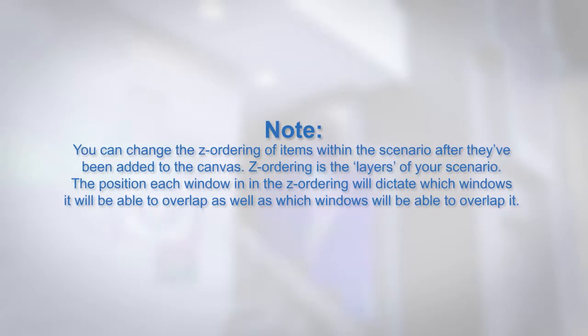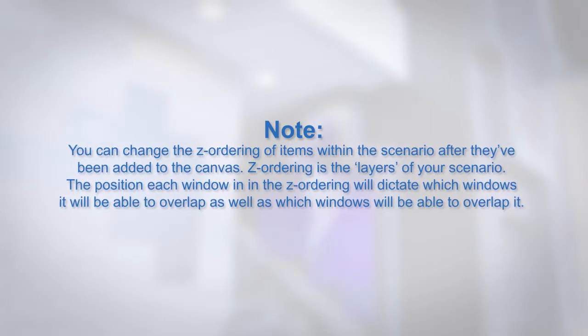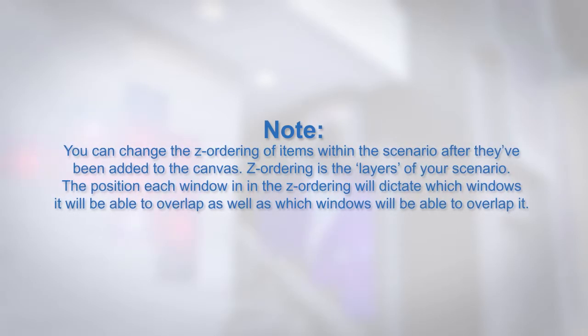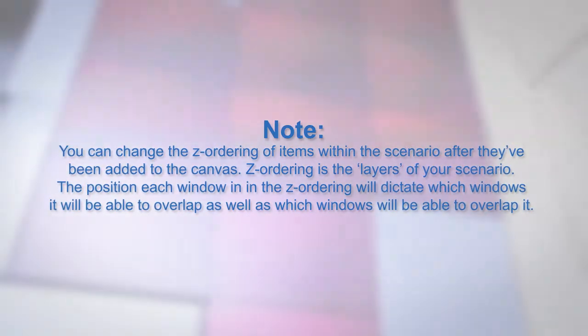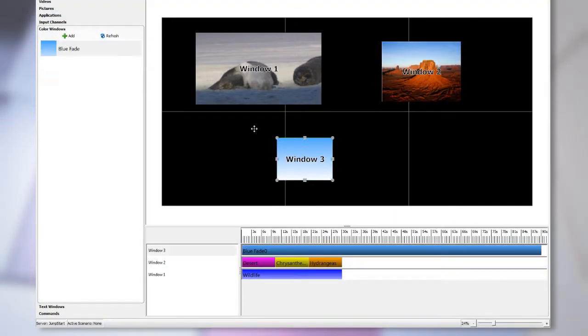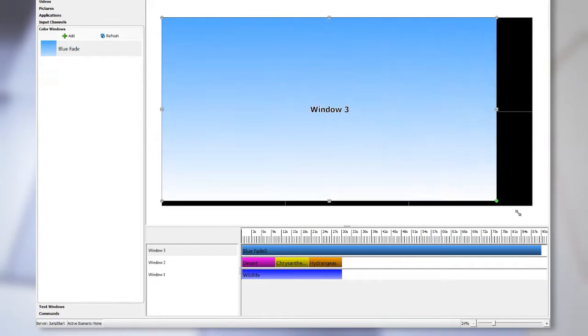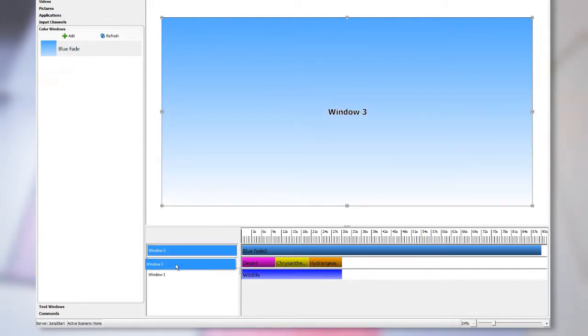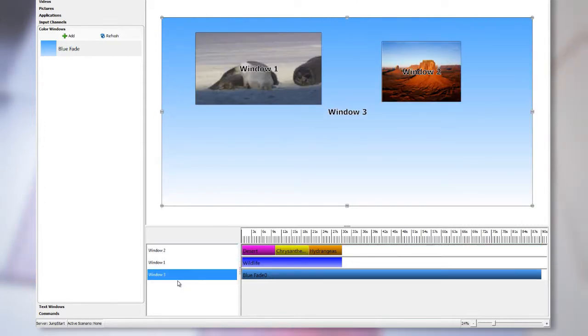Note that you can change the Z ordering of items within the scenario after they've been added to the canvas. Z ordering is the layers of your scenario. The position each window is in the Z ordering will dictate which windows it will be able to overlap as well as which windows will be able to overlap it.